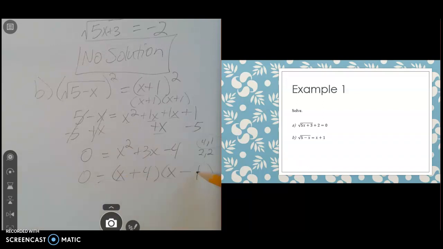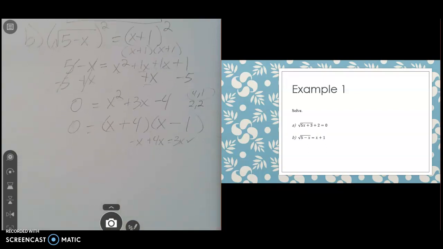The outer product, that's x times negative 1, is negative x. The inner product, which is 4 times x, is a positive 4x. And outer plus inner should give me my middle number, which it does. Okay, so this is factored correctly.